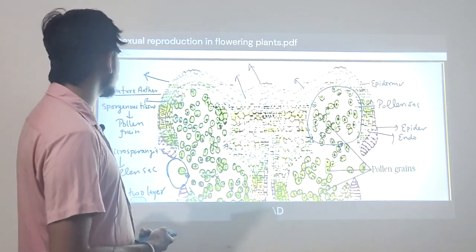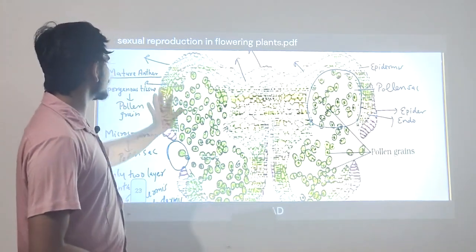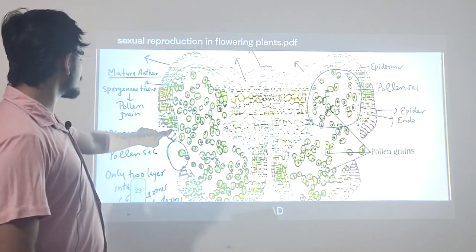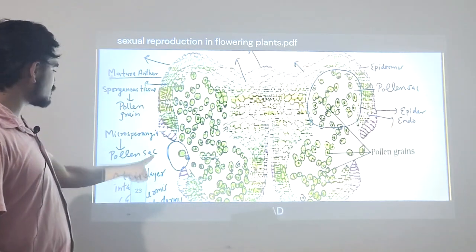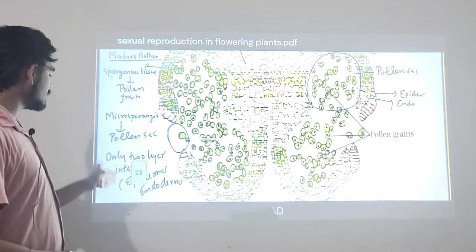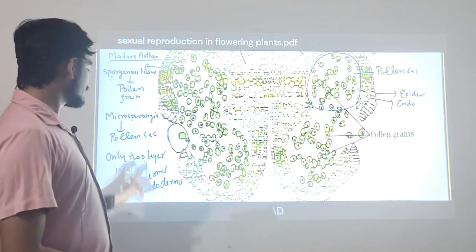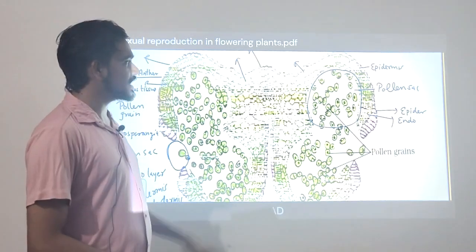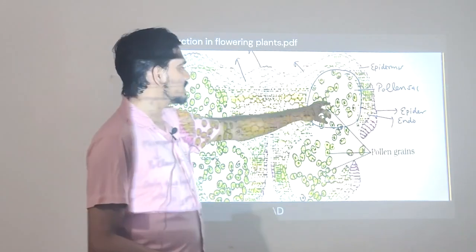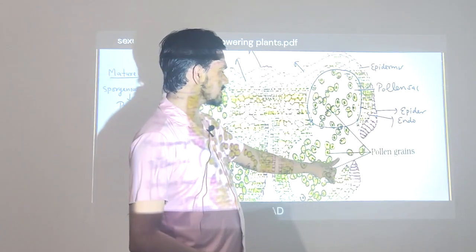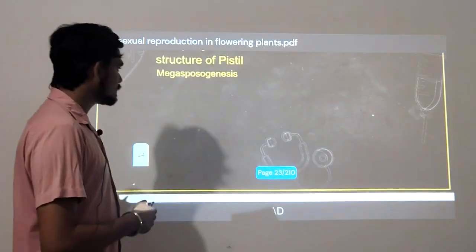So this one is the mature anther. In the mature anther, the sporogenous tissue has converted into pollen grains, the microsporangia have converted into pollen sacs, and only two layers, epidermis and endothecium, are present in the mature anther. Others are consumed. So see this one, these are pollen sacs.